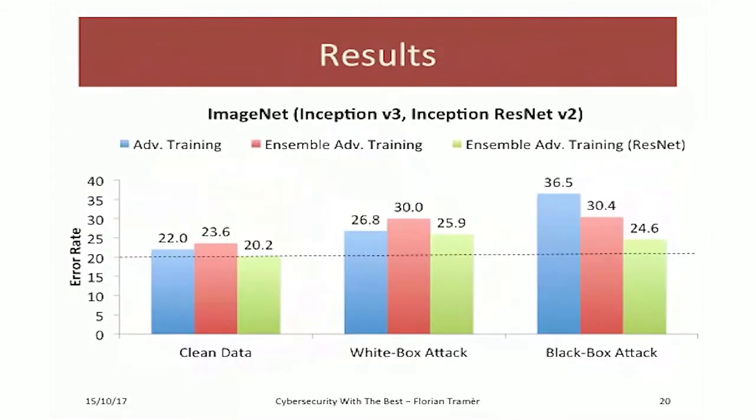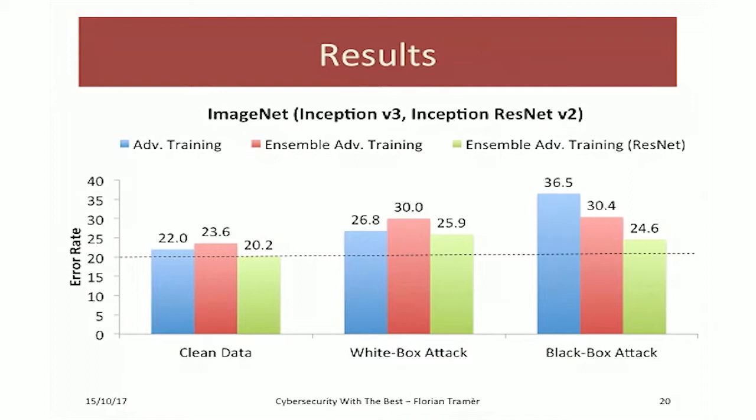And so the results are actually very positive. Here we trained two different models, an Inception v3 model and an Inception ResNet model, on ImageNet. If we look at clean data, in the left plot, we see that all the models do reasonably well. The blue model is the one from the previous work by Alexey, and the red and green ones are the ones that we trained.